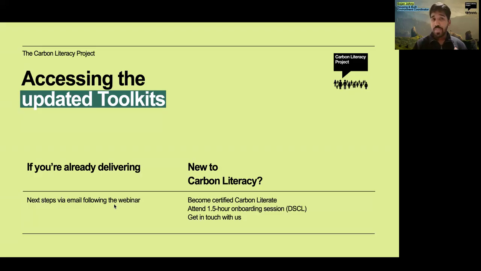But if you are new to carbon literacy training, it's the first time you're attending a webinar with us, or you just came across carbon literacy recently, the first steps would be slightly different. First of all, you would need to attend a carbon literacy training yourself and get certified. And then you would also need to attend a 1.5 hour onboarding session with us called Delivering Successful Carbon Literacy Session. Right after that, we'll be happy to jump on a call and help you gain access to the toolkits, whichever you like, MMU or NTU. You can have a look yourself at which materials would suit best for your delivery style and your institution, and then start delivering training with it.